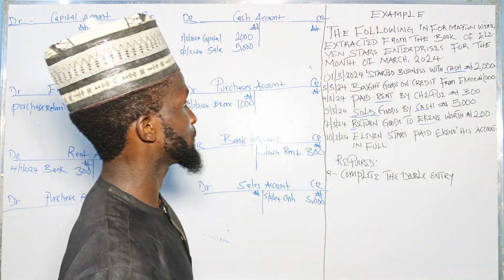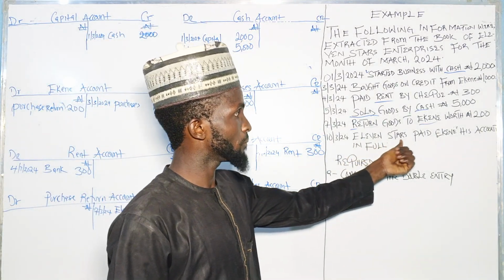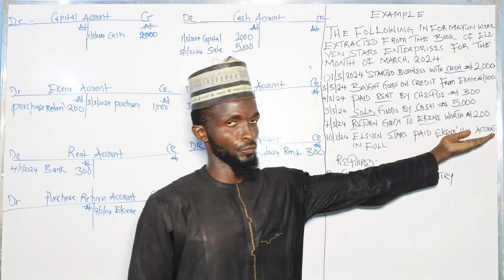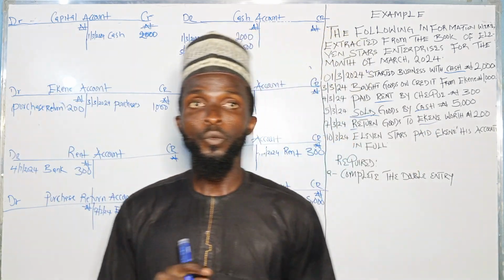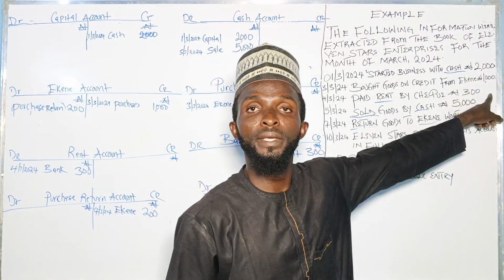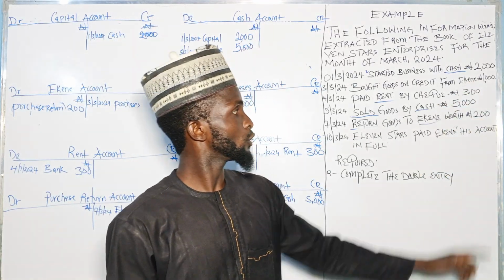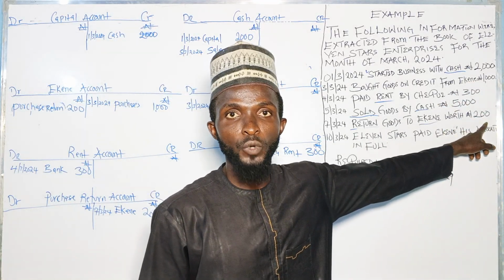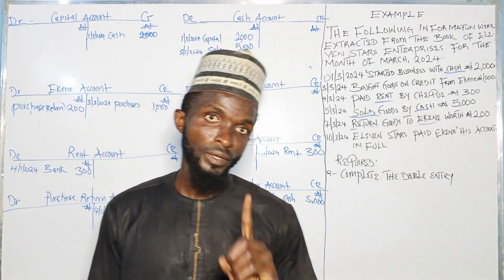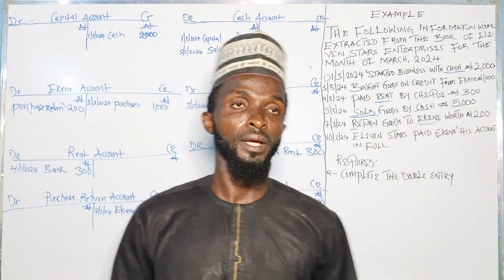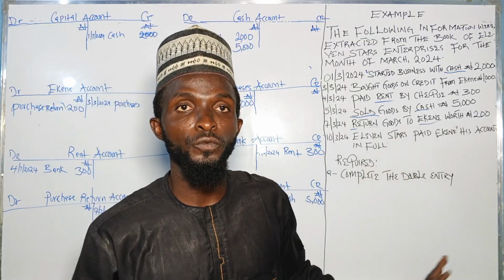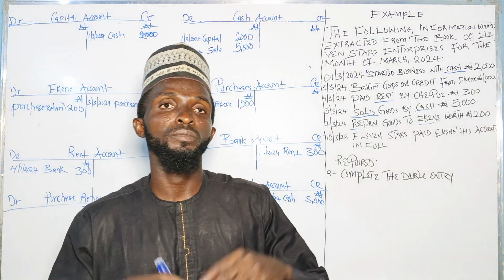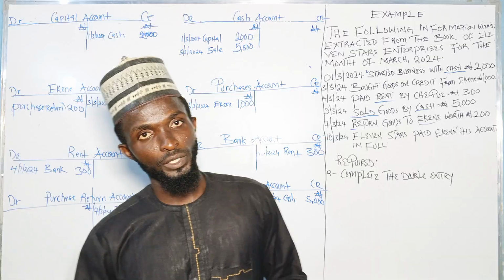The next thing is Eleven Stars paid Ekene his account in full. Remember, Eleven Stars purchased goods worth 1,000 from Ekene. We returned goods worth 200 naira. His remaining balance with us is 800 naira. And here we are told that his account has been settled in full. So therefore, the entire 800 naira has been given back to Ekene.